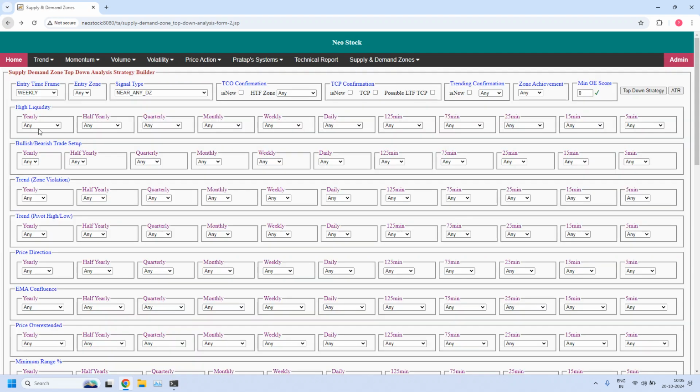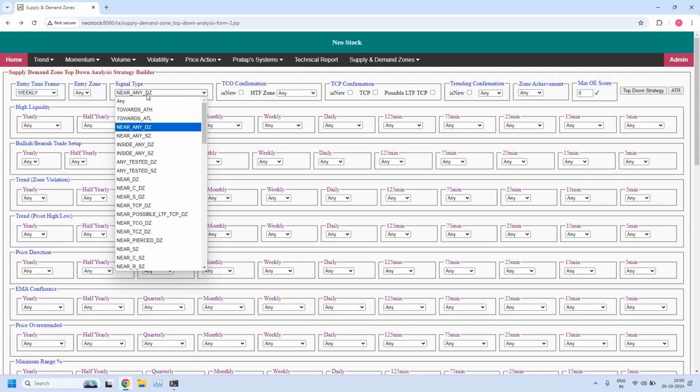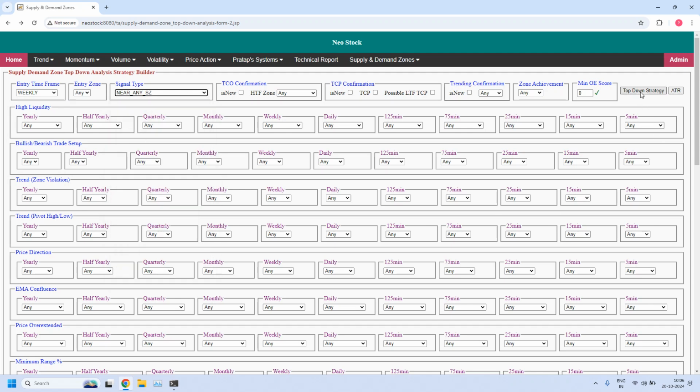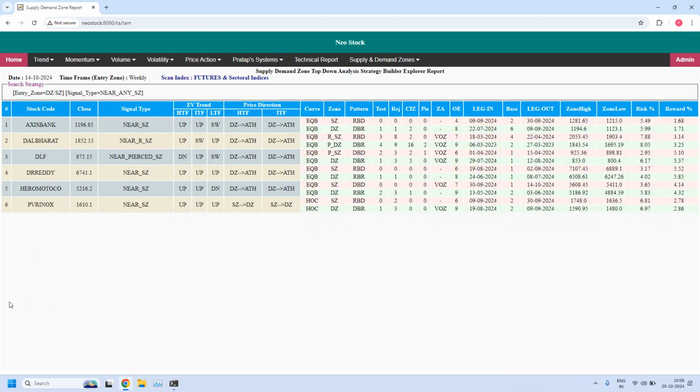Okay, next report for weekly time frame. Let us find the stocks near weekly supply zone. 6 stocks are filtered near to the weekly supply zone.